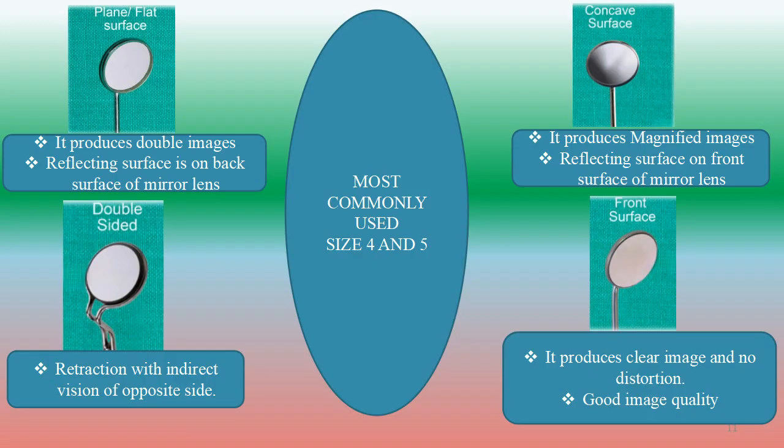Mouth mirror. Plain flat surface, most commonly used sizes 4 and 5. It produces double images, reflecting surfaces on the back surface of the mirror lens. Concave surface produces magnified images, reflecting surface on the front surface of the mirror lens. Front surface produces a clear image with no distortion, good image quality. Used for retraction and indirect vision of the opposite side.